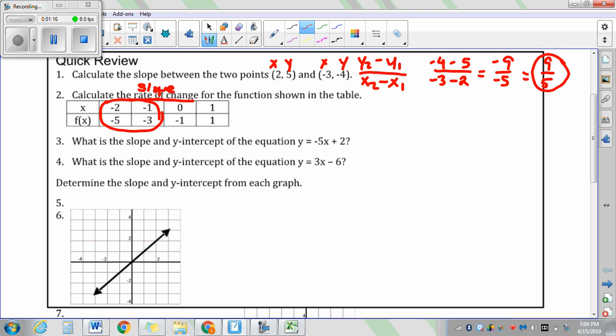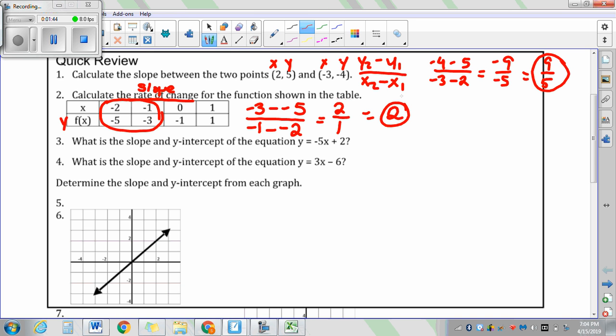So y2, and remember that f of x and y mean the same thing. So y2, so negative 3 minus y1, negative 5. It is important you have both those negatives in there. Over negative 1 minus negative 2. Minus a negative turns into a positive, so this is really negative 3 plus 5, which makes 2, over negative 1 plus 2, which makes 1. You could leave it like that, or you could say 2 over 1 is just 2.